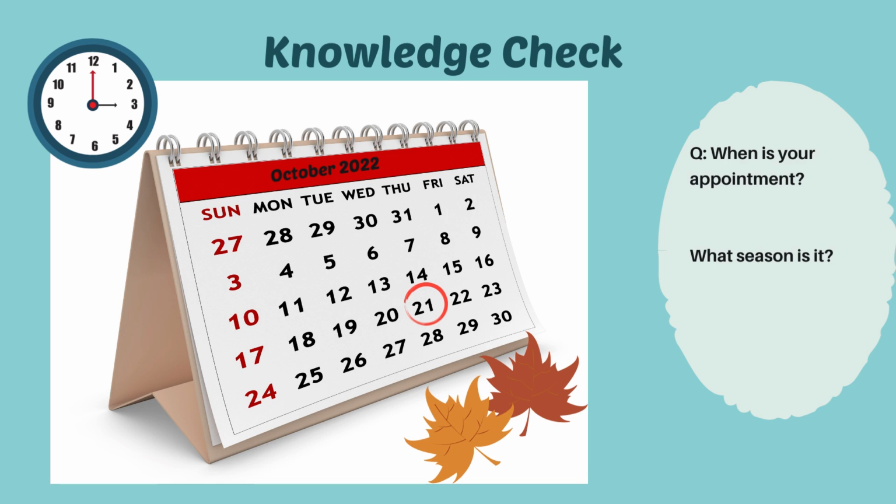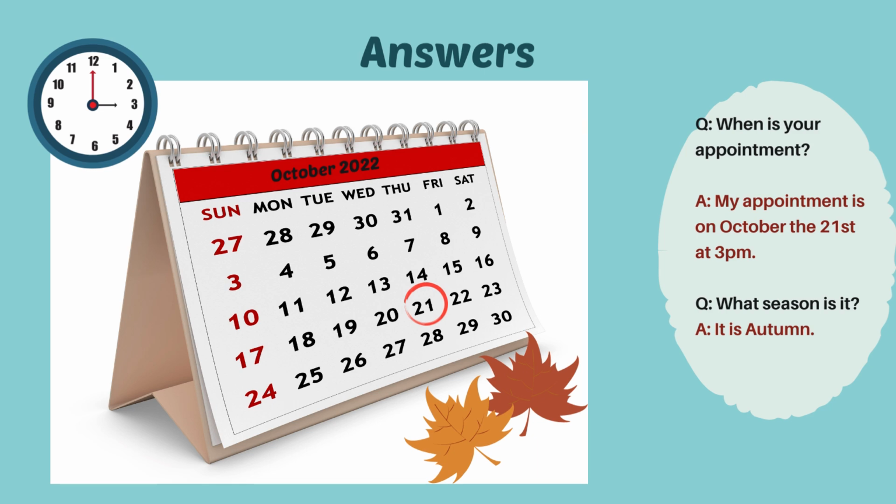Let's do another knowledge check. Take a look at this calendar. When is your appointment? Can you read it? What season is it? When is your appointment? My appointment is on October the 21st at 3 p.m. What season is it? It is autumn.